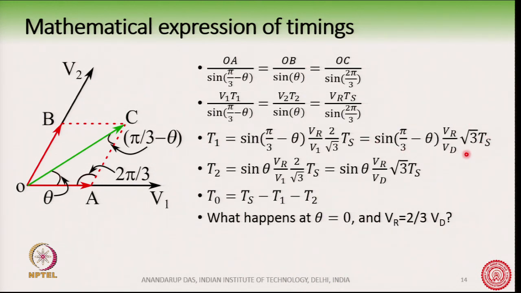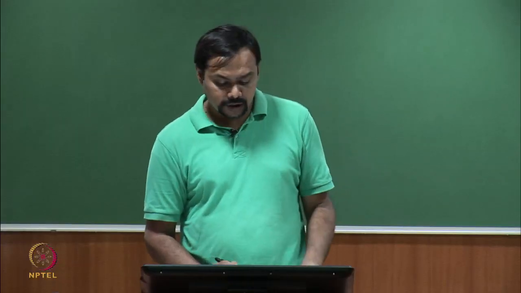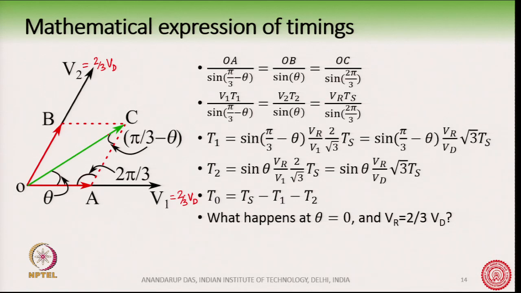Here we can say that V 1 has a magnitude of 2/3 V d, and V 2 also has a magnitude of 2/3 V d. So, if you substitute the expression of V 1 here, you will see that we get up to this expression. Similarly, you can get T 2 as this expression here. And T 0 is the remaining time for which the 0 vector will be applied. The 0 vector will not add any volt second, because its magnitude is 0. So, V 0 into T 0 will not cause any volt second here. Therefore, T 0 is equal to T s minus T 1 minus T 2.